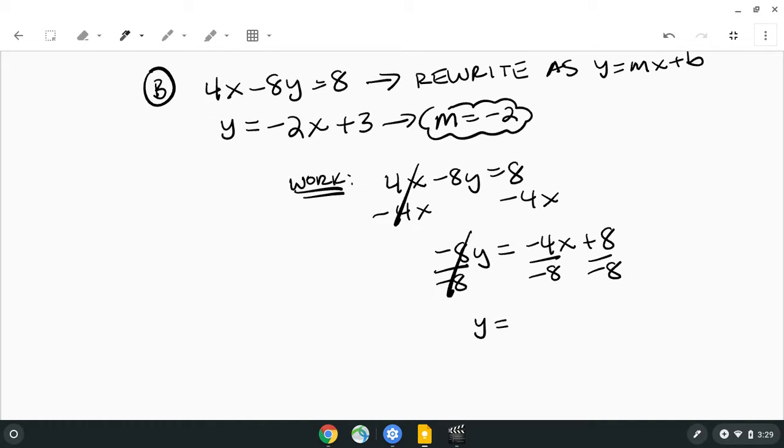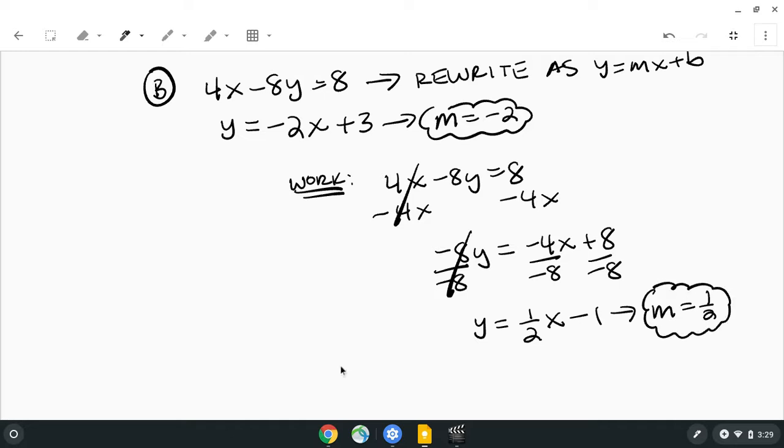Okay, and let's see what we get here. So I get y equals, okay, that's going to reduce to positive 1/2. And that's going to reduce to -1. Okay. All right, so now that it's written in y equals mx plus b form, I can identify the slope. So here I can see that the slope is 1/2.